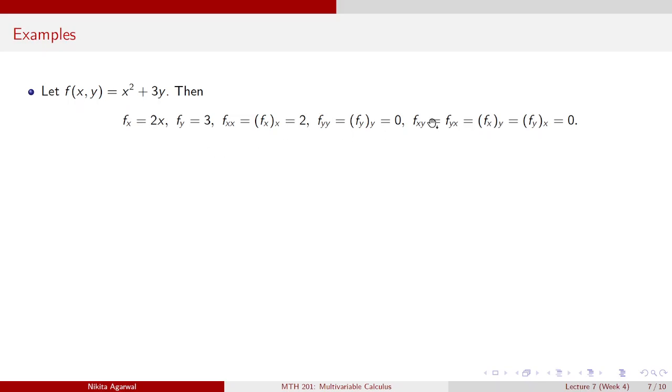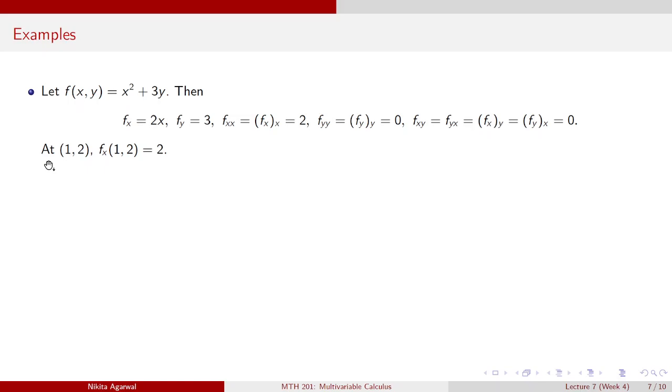Now when you take fxy or fyx, that is nothing but differentiating fx with respect to y or fy with respect to x. In both the cases it comes out to be 0, right? Because fx is 2x, there is no y, so when you differentiate with respect to y, you get 0. Similarly, fy is a constant, does not depend on x, so if you differentiate with respect to x, you get 0, right?